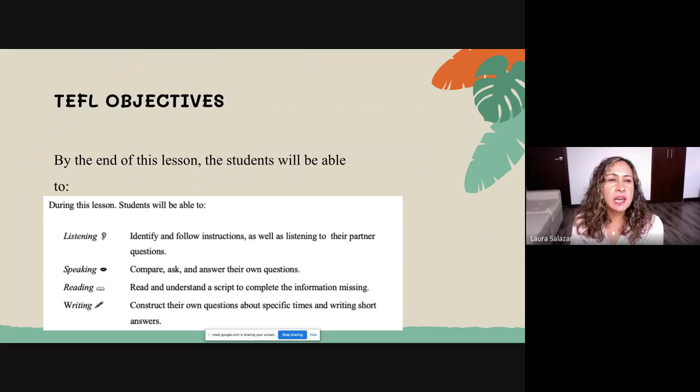For the TEFL objectives, by the end of this lesson, the students will be able to, for listening, identify and follow instructions as well as listen to their partner's questions. For speaking, compare, ask, and answer their own questions. For reading, read and understand a script to complete the missing information. For writing, construct their own questions about specific times and write short answers.